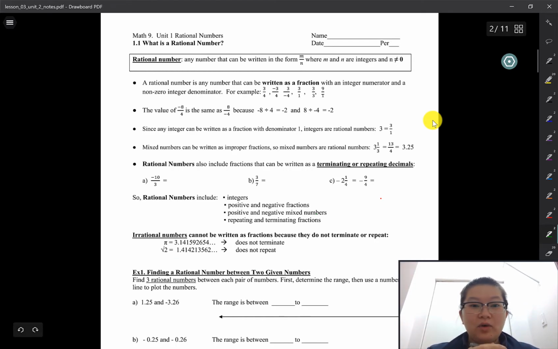Okay, so we're going to talk about rational numbers, giving us a better sense of what rational numbers are. What is a rational number?